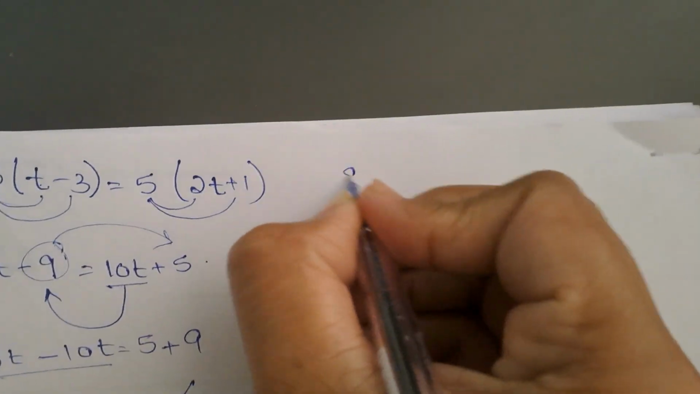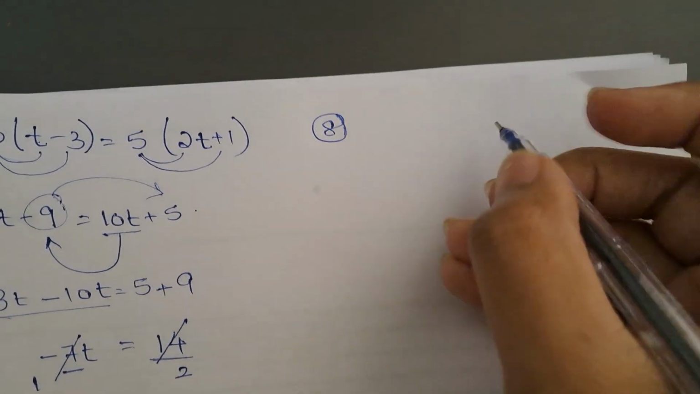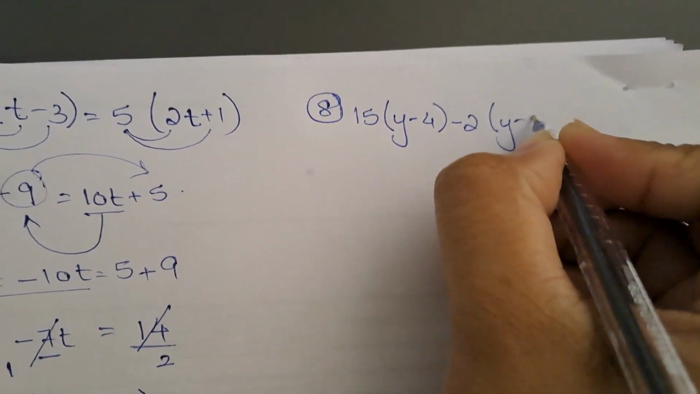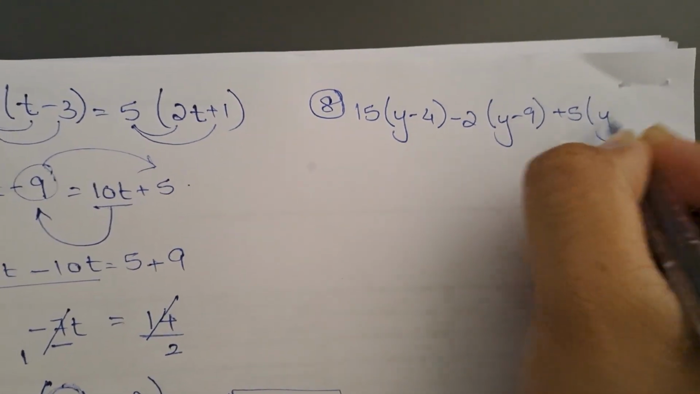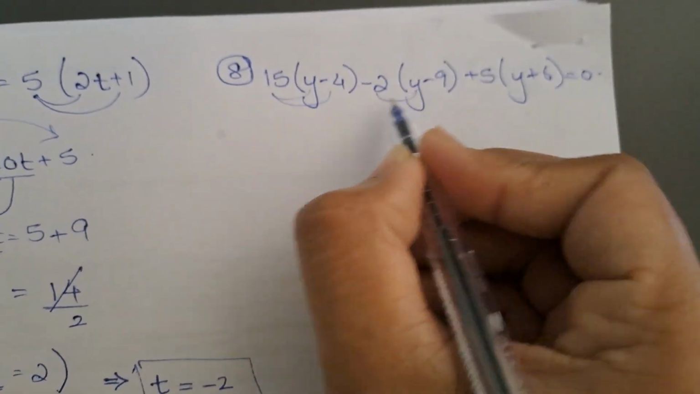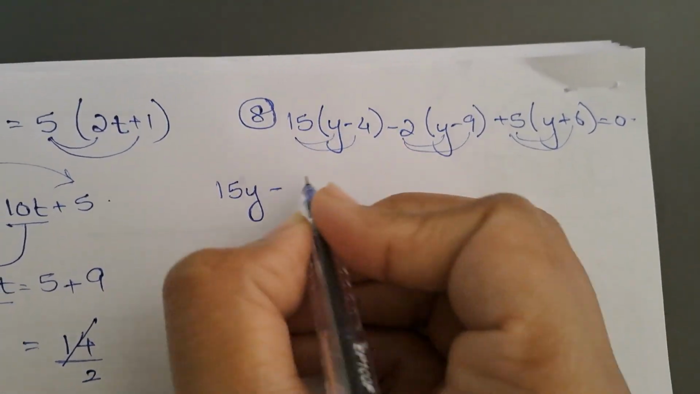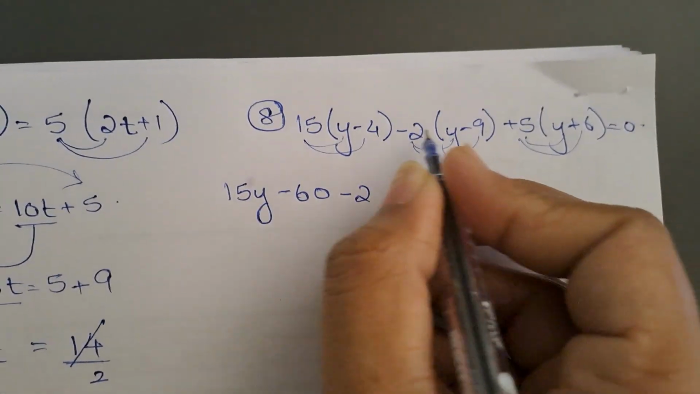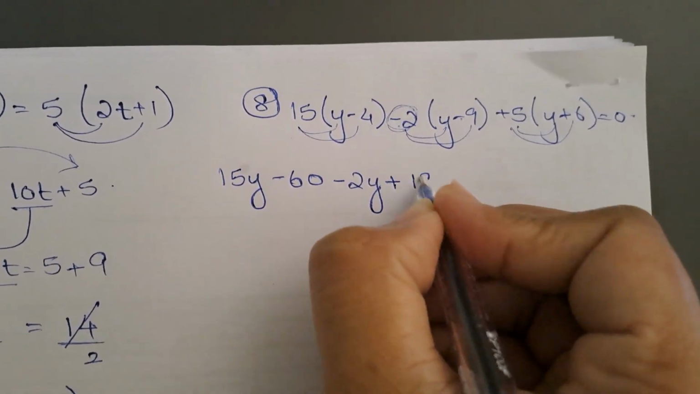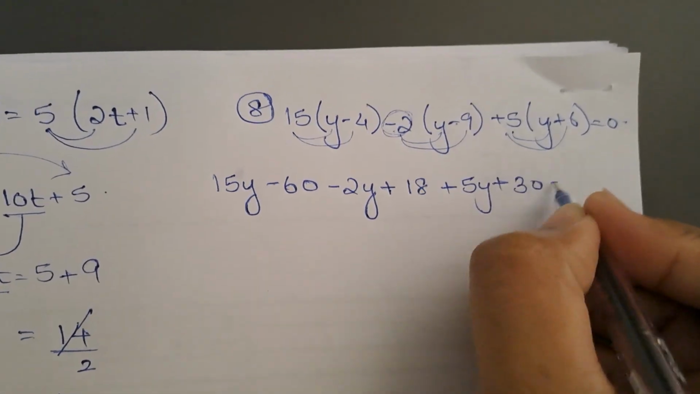Okay, going with the 8th question in here. The 8th question that I have here is 15 times (y minus 4) minus 2 times (y minus 9) plus 5 times (y plus 6) is equal to 0. Again the same thing, multiplying with each term to make it easy. So 15y becomes 15y, minus of this becomes 60, minus 2y, this minus 2 is going to multiply with this, so it becomes minus 2y, minus into minus plus 18, and plus 5y and plus 30 is equal to 0.